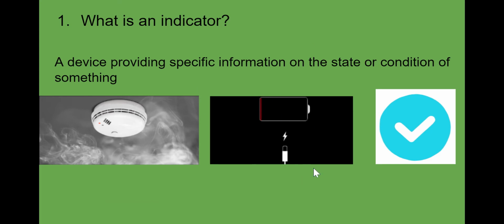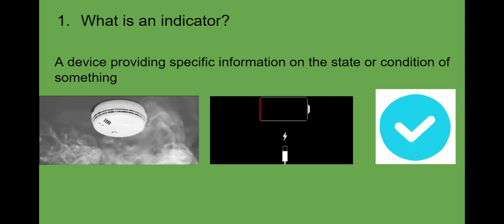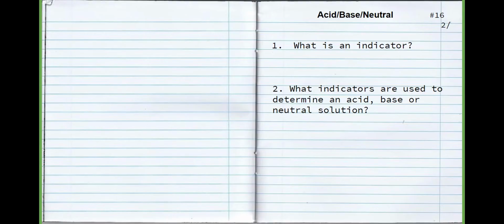If you saw this, you would know it means you need to charge your phone, your battery is dead. If you see this beside somebody's name on social media, it gives you information, tells you that they're verified. Maybe they're important, maybe they're a celebrity. So it gives you very specific information about something. So now we know what an indicator is in general. Let's talk about what it is in terms of chemistry.